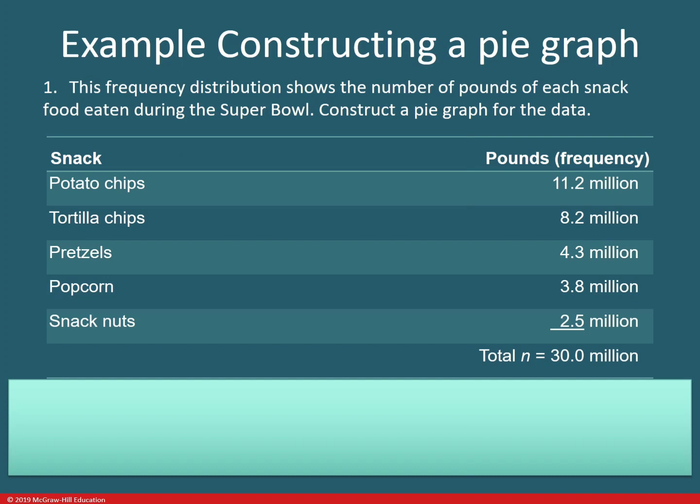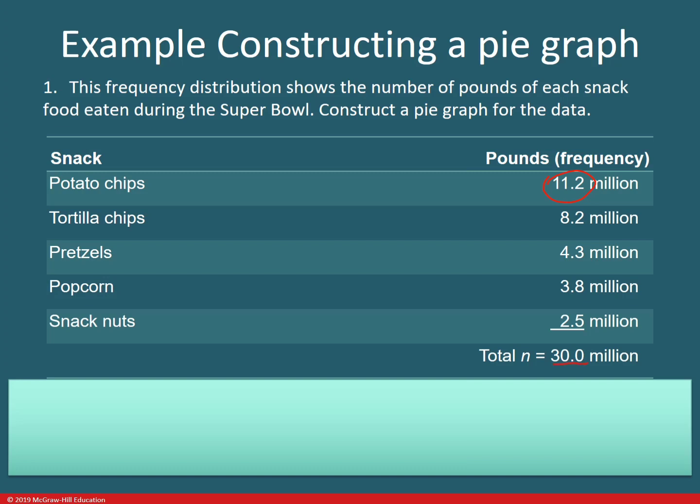So an example, constructing a pie graph. This frequency distribution shows the number of pounds of each snack food eaten during the Super Bowl. So we're going to construct a pie graph of this data. First things first, we've got to look at our data here. So potato chips, 11.2 million, right? Tortilla chips, 8.2 million, pretzels, 4.3 million, popcorn, 3.8, nuts, 2.5, for a total of 30.